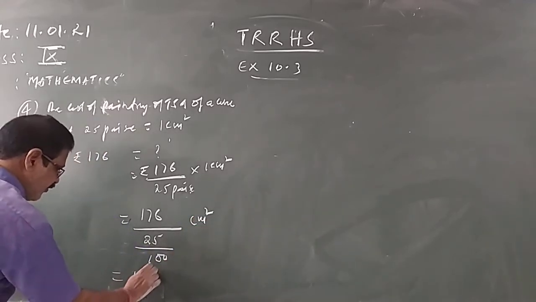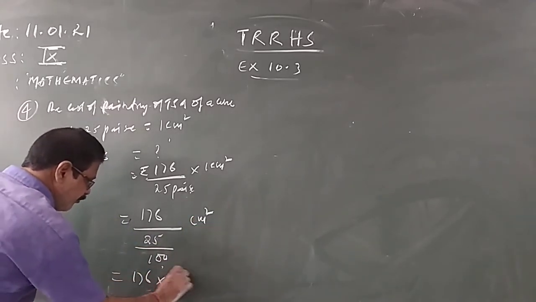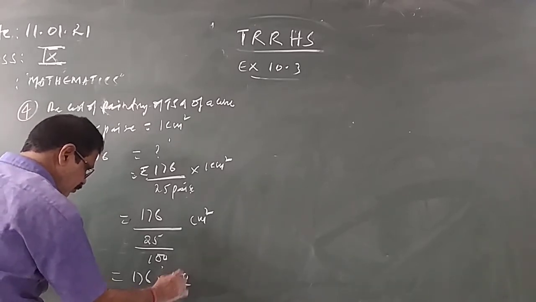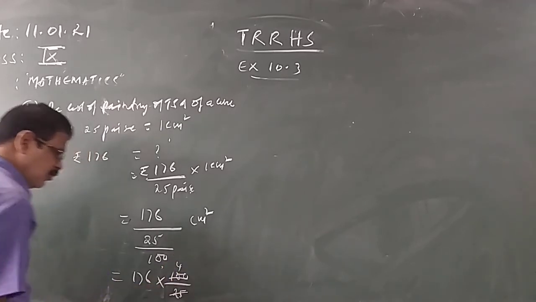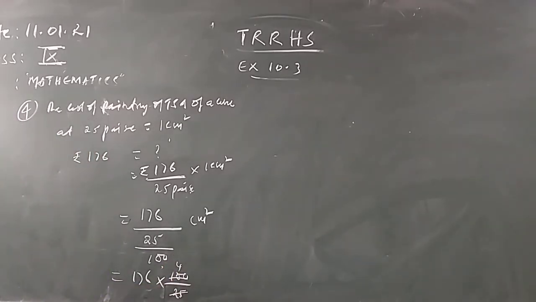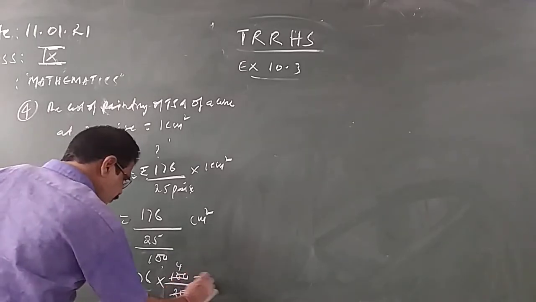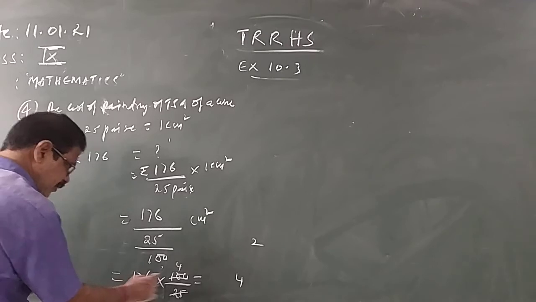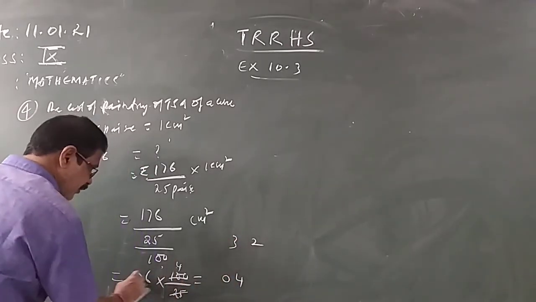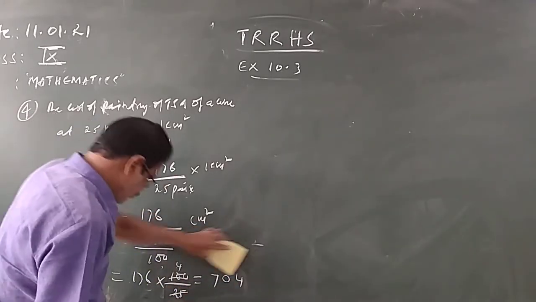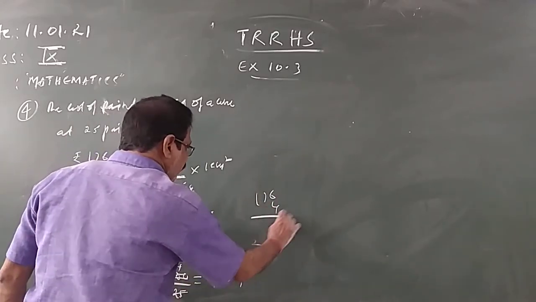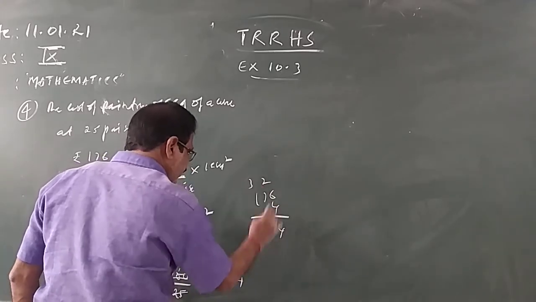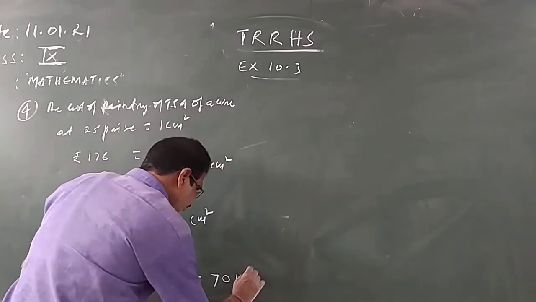Now 176 into 25 by 100 becomes 176 into 100 by 25. 25 fours are 100. So multiply 176 into 4. 4 sixes are 24, 4 sevens are 28, 28 plus 2 is 30, 4 ones are 4, 4 plus 3 is 7. So it is 704 square centimeters.